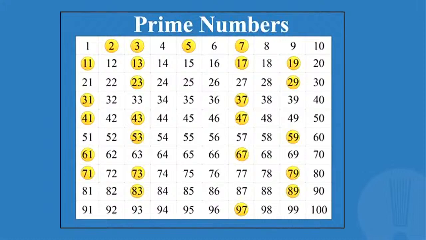So here's a list of all the prime numbers between one and 100. You'll notice that none of these can be divided by anything other than one and itself. Notice that none of them are even numbers, because all even numbers can be divided by two, right? So primes are going to be odd, except for the number two.